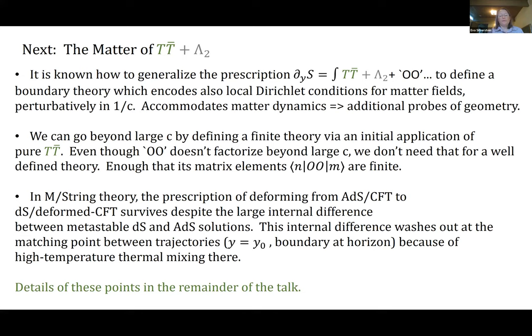And the way we can do that is we apply the tiniest of TT bar deformations at first to make the whole thing finite, at which point we start adding all the matter stuff to make for a good boundary condition for all the fields. And that'll give us finite everything. So finite matrix elements, even for these other irrelevant operators, even though they don't factorize. Okay, so that's the second point here.